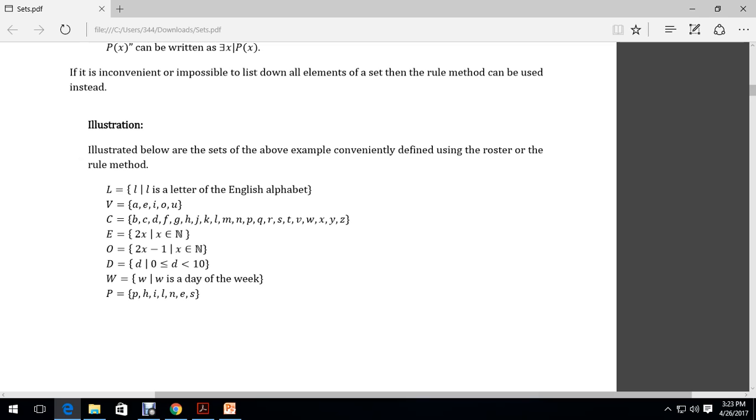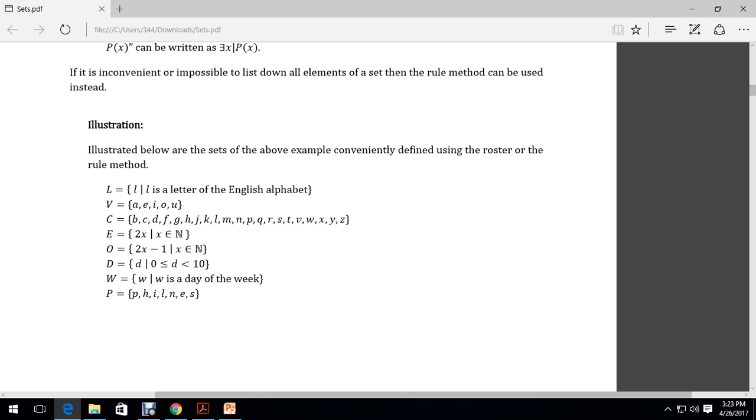Now, set D can be defined as small letter d, such that d is an integer that is less than 10, not including 10, but greater than or equal to 0. So of course, this rule includes all of the digits from 0 up to 9.